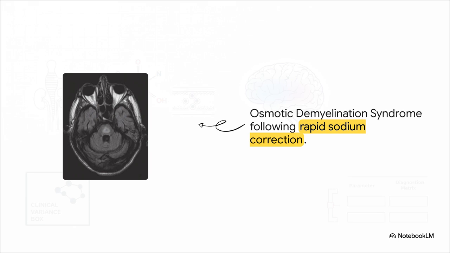When we rapidly administer hypertonic saline to a chronically adapted patient, it creates a massive osmotic gradient. That gradient pulls water entirely out of those adapted neurons. The cells instantly shrink, which physically shears the myelin sheaths, predominantly right in the pons. Tragically, this presents days later as irreversible quadriplegia, dysarthria, and the devastating locked-in syndrome.